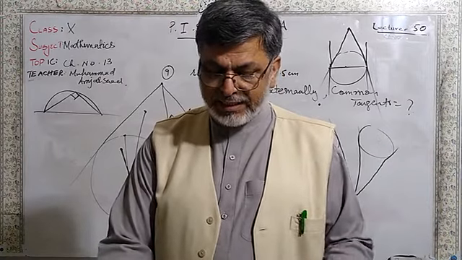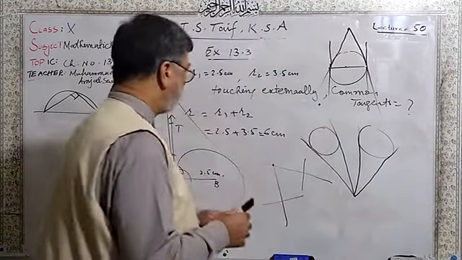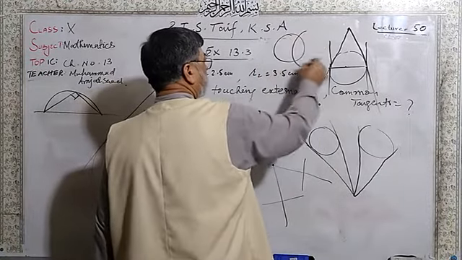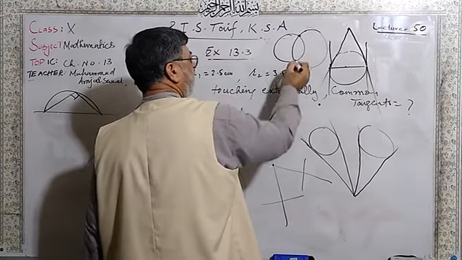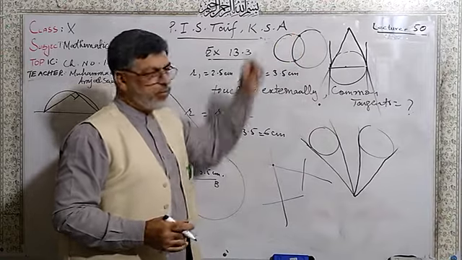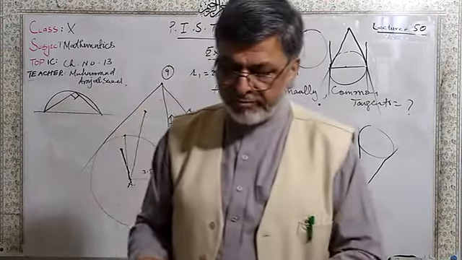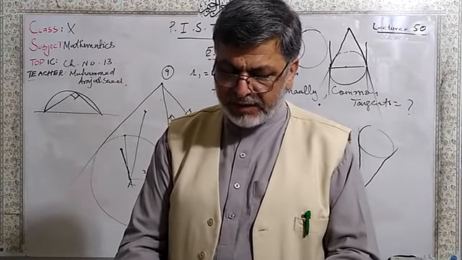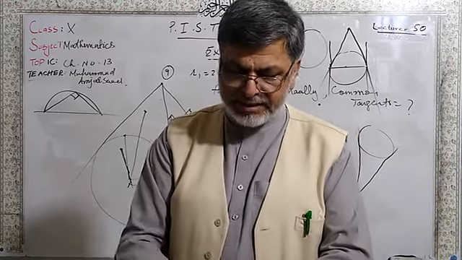Two circles cannot cut each other at more than 2 points. For example, this is one circle, this is a second circle. They cannot cut each other at more than 2 points. The perpendicular bisector of a chord of a circle passes through the center of the circle. Actually, this is the statement of a theorem.